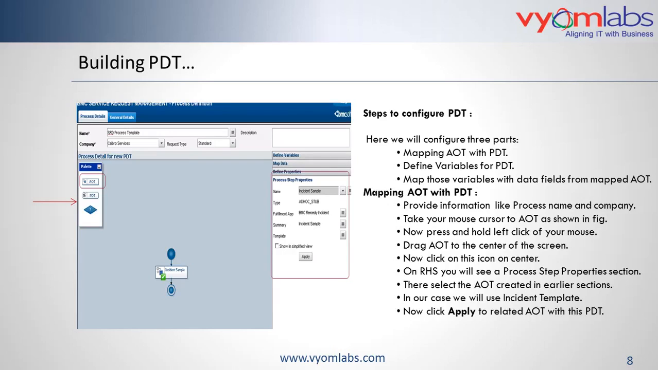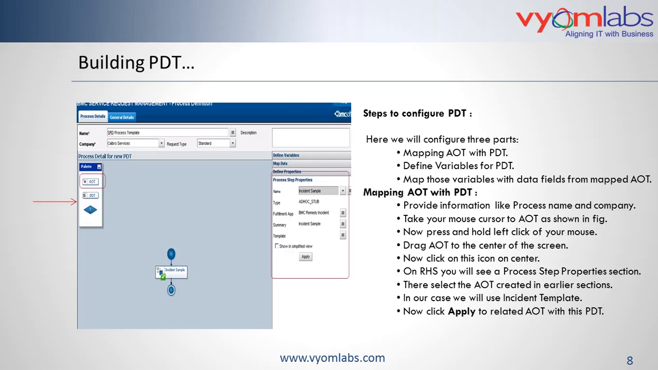The moment we click on this icon at the center, you will see a process step properties section on the right hand side. You have to go to the properties section. Here we are mapping the AOT with the PDT. In the properties section, you select the AOT created in the earlier section. As I said, whatever AOT we created in the earlier section, we will select that AOT here.